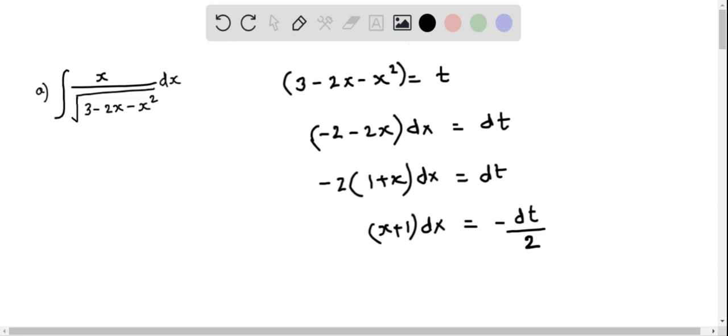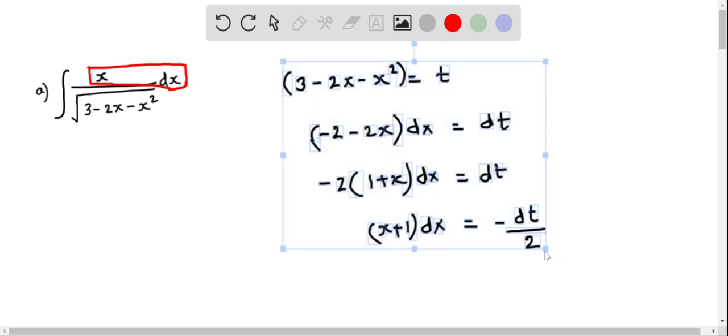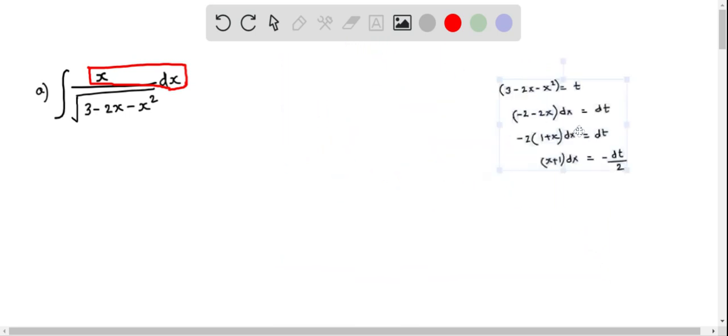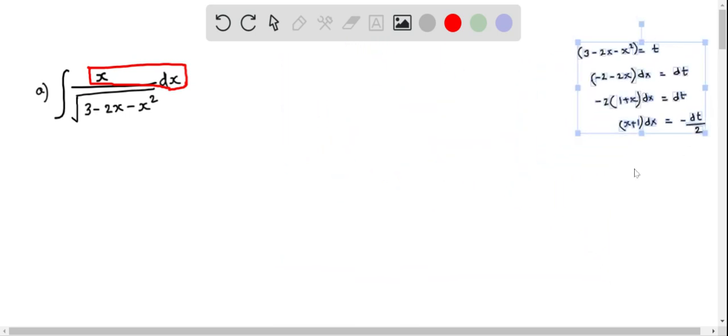However, when you look at the given integral, we have only x times dx in the numerator, but we don't have x plus 1 times dx. So we need to first recreate this. Let's see how to recreate this. I'm going to make this a little bit shorter and put it over here. This is from the substitution. As such, we have seen that we should have x plus 1 times dx.